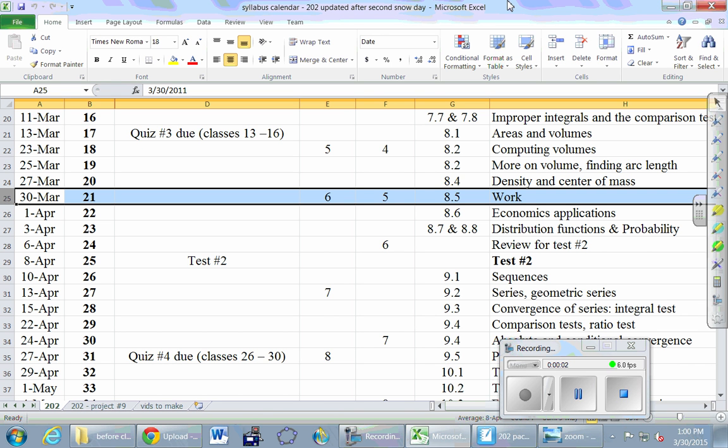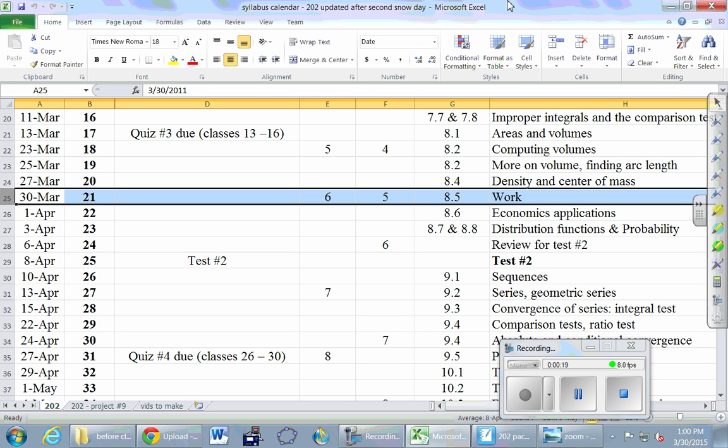We'll start with our quick look at the calendar. So last class we talked about density. Today we talk about work, and next class we talk about economics. And I wanted to highlight those 3 days because project number 6, which is now on the table, so go ahead and grab one, contains exactly 3 questions.